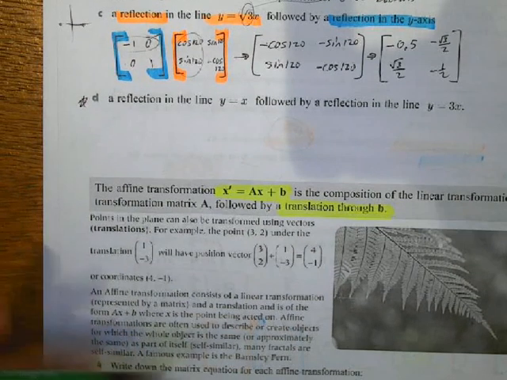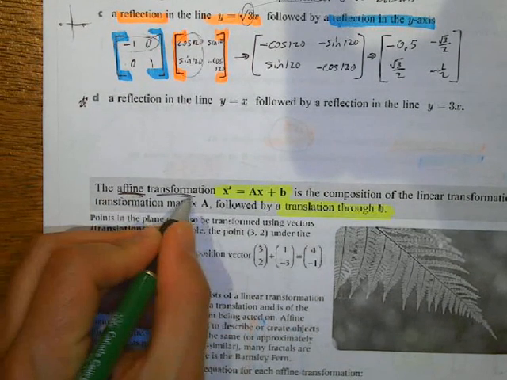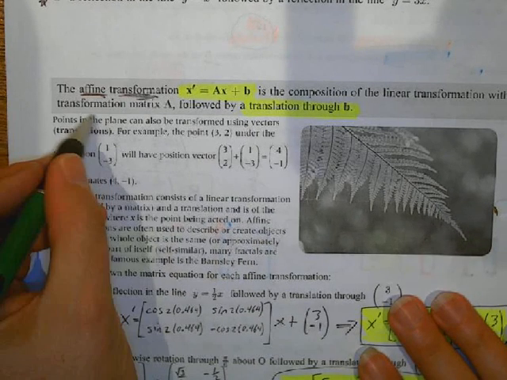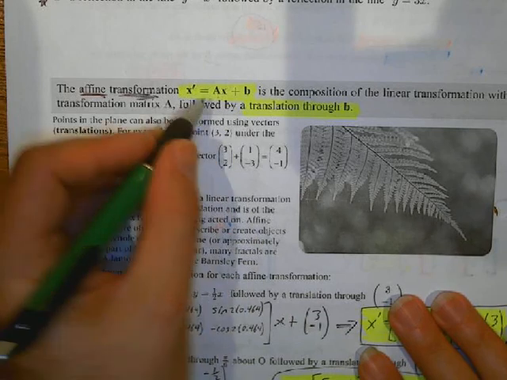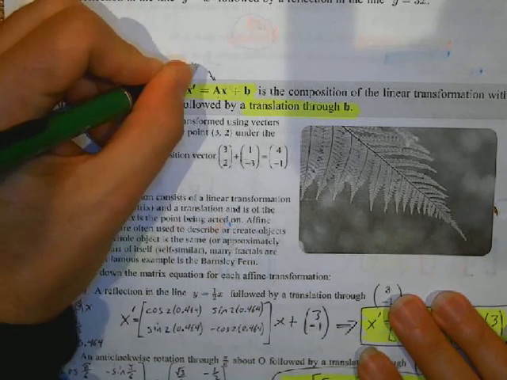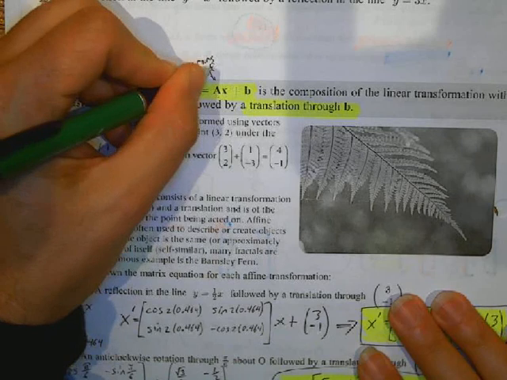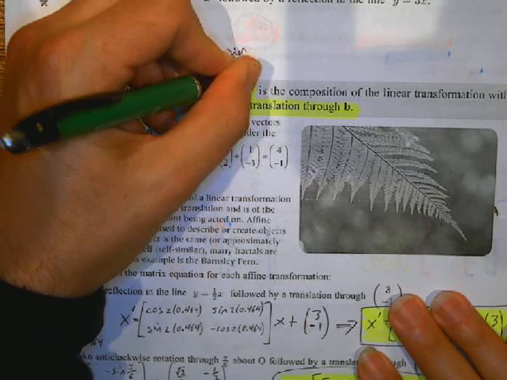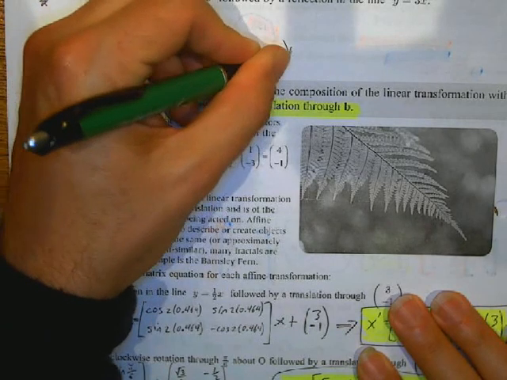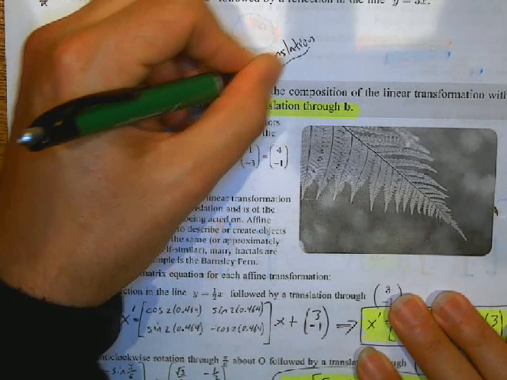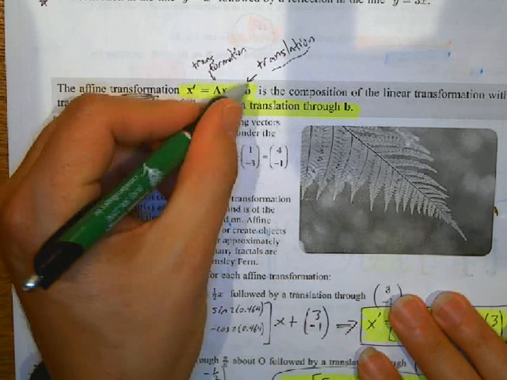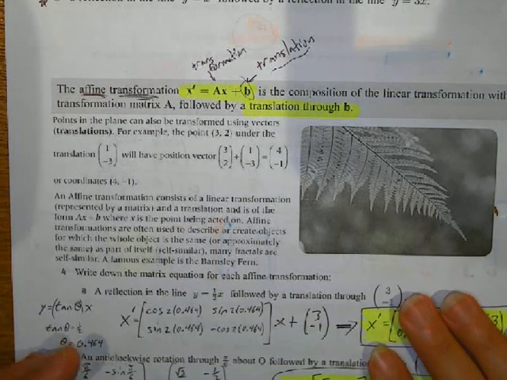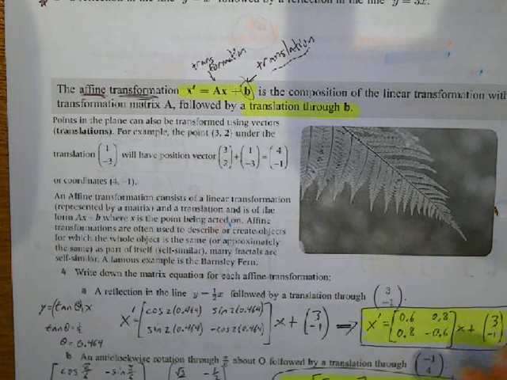Now, when we have an affine transformation, we've got our transformation that happens. This is our transformation. And this is our translation. Translation's a little different. It's just moving left and right, up and down. There's no twirling, there's no making bigger or stretching. It's just moving it left and right.